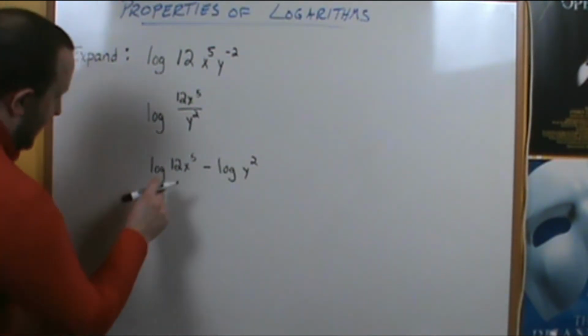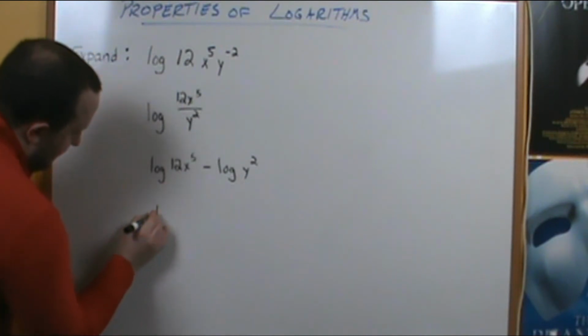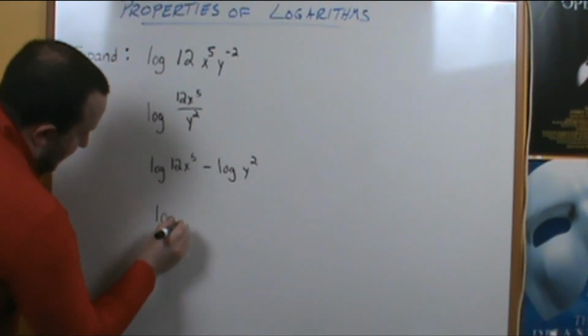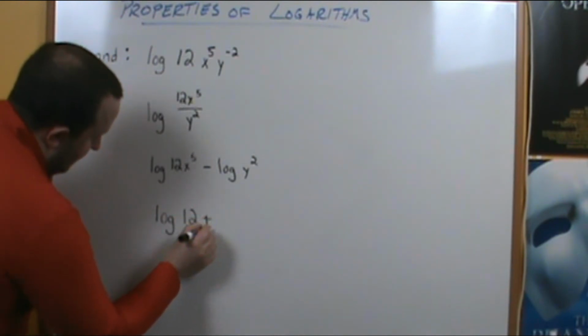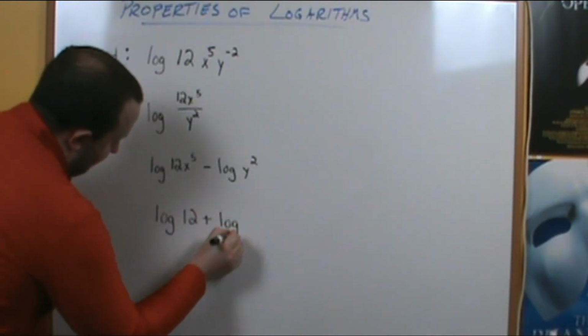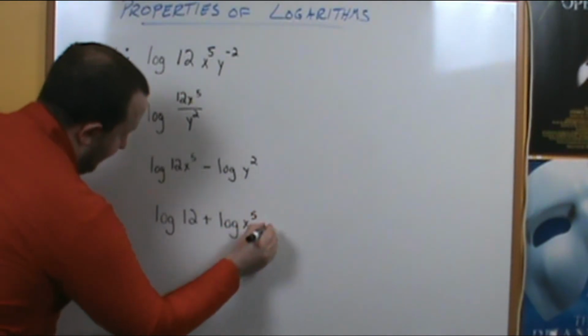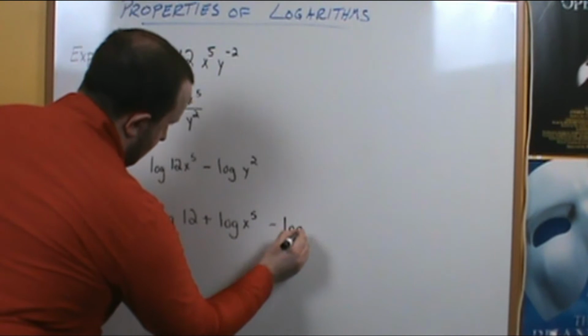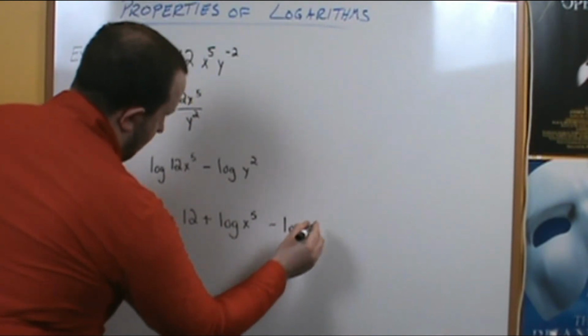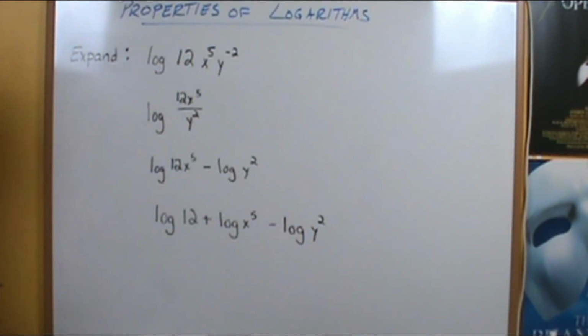At this point, we now have a product here. So we can expand that as a product and get the common logarithm of 12 plus the common logarithm of x to the fifth, and we are subtracting the common logarithm of y squared.